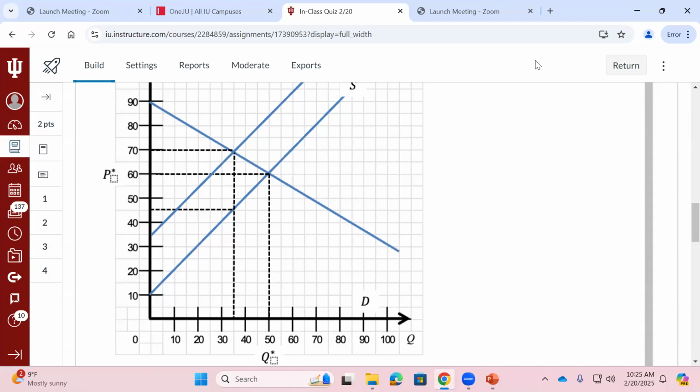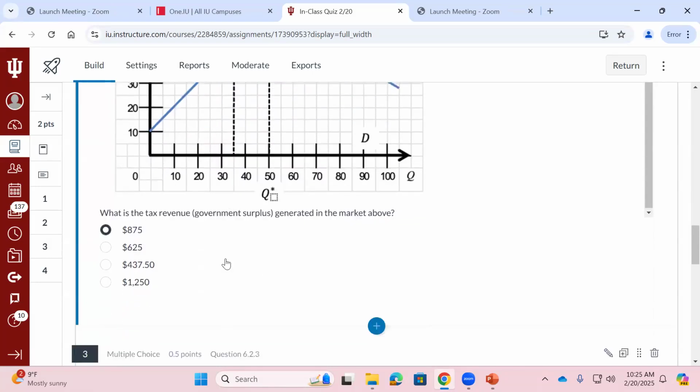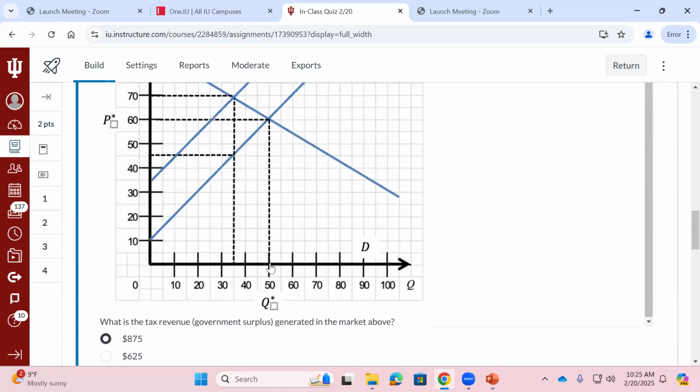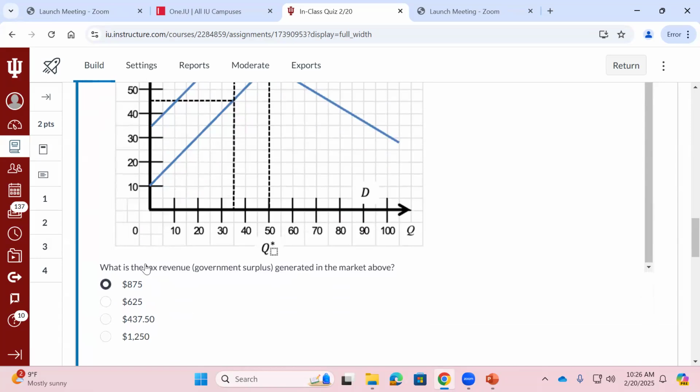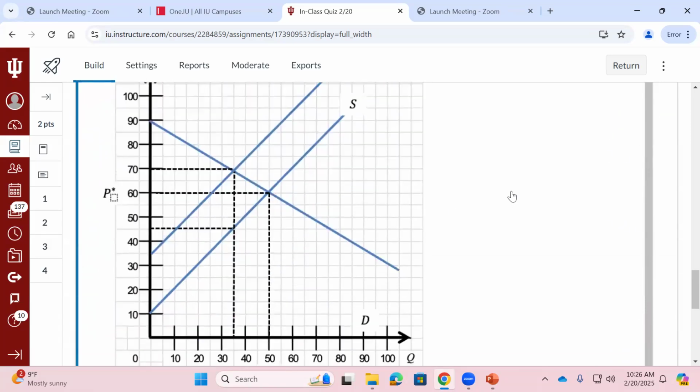Now, if I have the visual and I don't even know the value of the tax, what will the height of this rectangle always be? Well, it's the difference between the supply curve with the tax and the supply curve. So the height would always be the tax. So 25 times 35 should give me that 875. Okay. Any questions there before we keep moving?